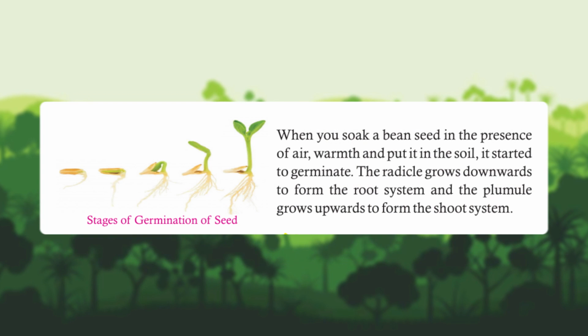When you soak a bean seed in the presence of air and warmth and put it in the soil, it starts to germinate. The radicle grows downwards to form the root system and the plumule grows upwards to form the shoot system.